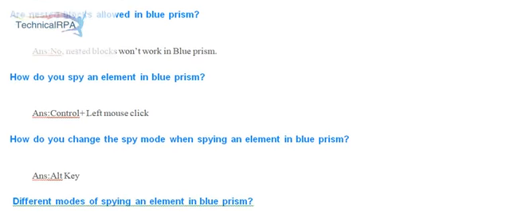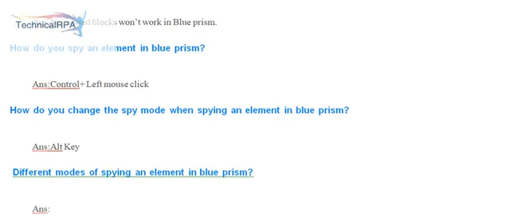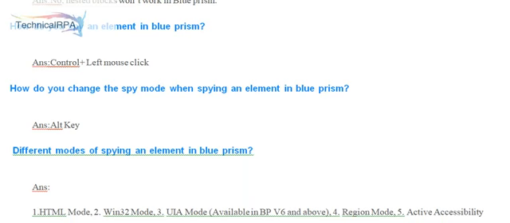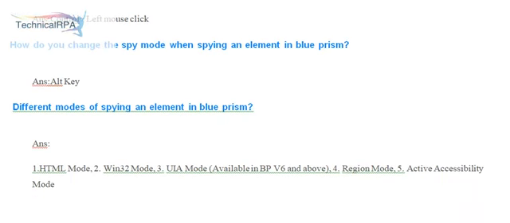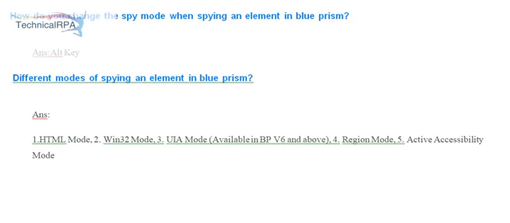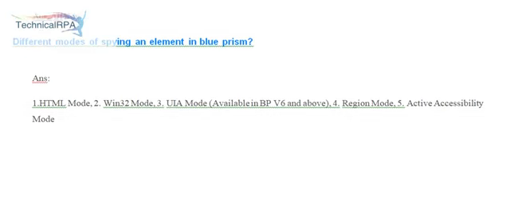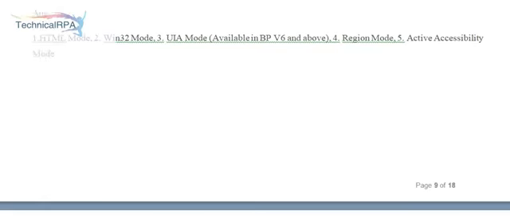How do you spy an element in Blue Prism? Control plus left mouse click. How do you change the spy mode when spying an element in Blue Prism? Alt key. Different modes of spying an element in Blue Prism.